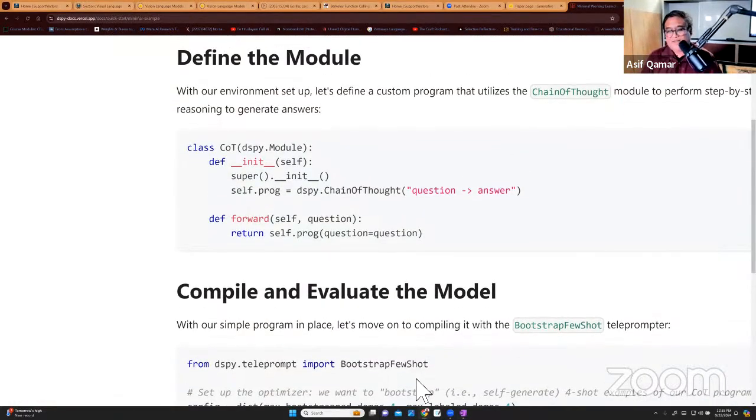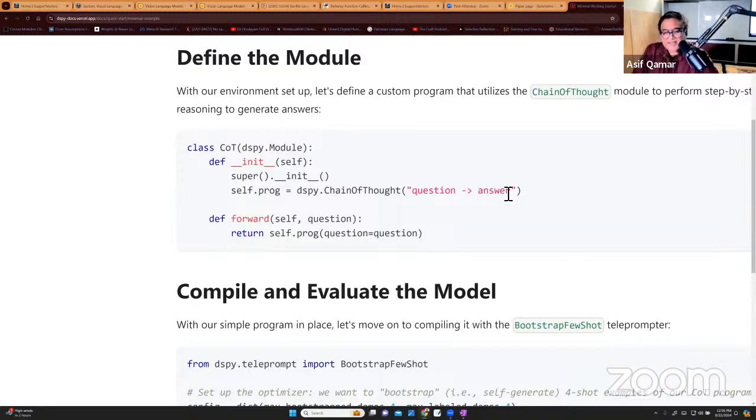It says that to all of these, you have to give a signature. If you look at the chain of thought class, the input is a signature. You can give the signature in a more formal way, but they also give you a shortcut. The arrow says left of the arrow is the input, right of the arrow is the output. And here's the name: the question is going to be the name of the input. That is it. That's all it is.